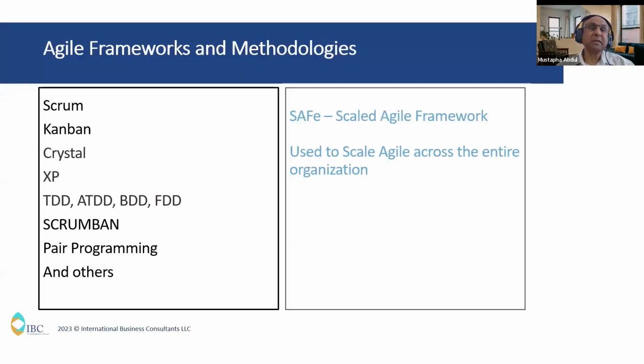Now, moving on, over the last 20 years, there have been countless frameworks and methodologies developed. The most common, those of you who are using SAFe or Agile would be familiar with Scrum, Kanban, or many of the others. XP means extreme programming, TDD, test-driven development, acceptance test-driven development, behavior-driven development, and feature-driven development. And you have Scrumban and pair programming. But on the right side, we have SAFe, which is the Scaled Agile Framework. And the Scaled Agile Framework is used to scale Agile across large organizations.